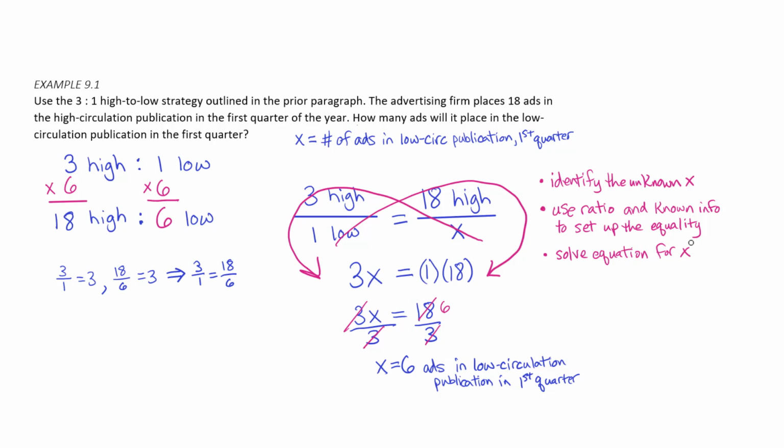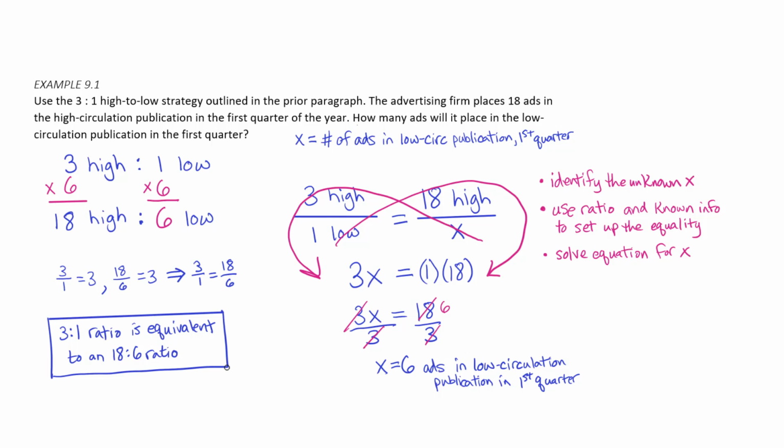In this case, we were told that 18 ads were placed in the high circulation publication in the first quarter. So we included that information on the right-hand side of our equality. Then solve the equation for x. And when you solve the equation for x, you get what you are after. What both of these methods have told us is that a 3 to 1 ratio is equivalent to an 18 to 6 ratio. And what that tells you is that in order to follow their strategy, having bought 18 ads in the high circulation publication, they need to buy 6 in the low circulation publication.